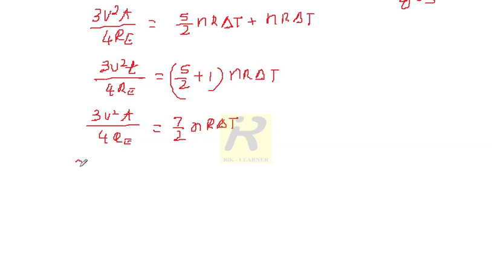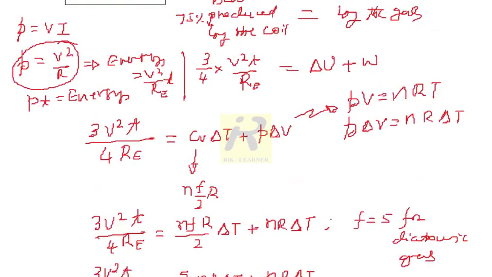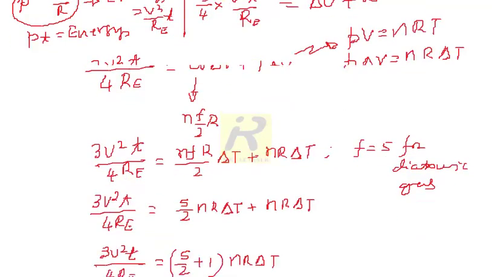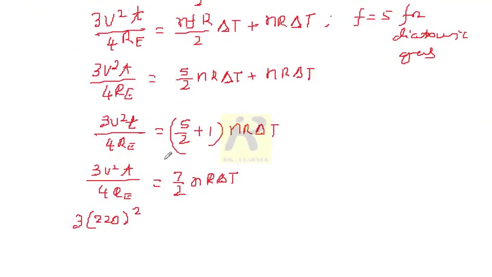It is 3. What is V? V is the voltage, which is 220 volt. It should be squared. So this is said in the question itself. They are applying 220 volt here. So this is the potential difference, and that potential difference should appear here in place of V.